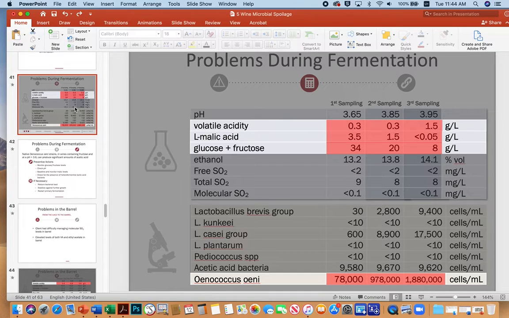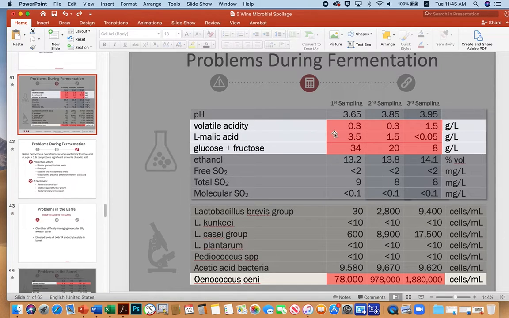A couple things to look at. I pointed them out, but the pH, like I said, is pretty darn high. Here's the first sampling, second sampling, third sampling. And again, the pH is pretty darn high. Your usual is like 3.4 or something in that ballpark. Notice the volatile acidity gradually increasing.